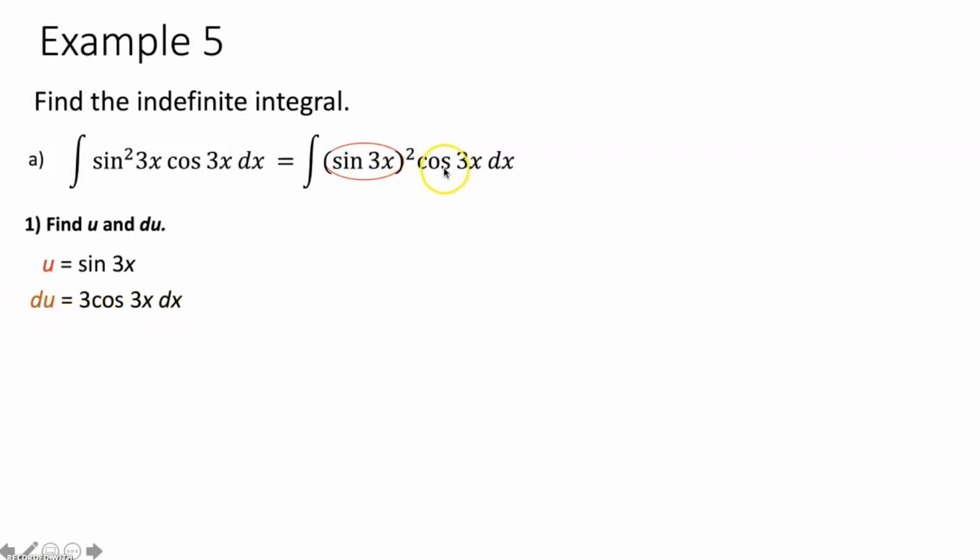Now I look at our integral and we have a cosine of 3x dx. The only issue is there's no 3. So what I do instead is I take that constant and divide it to the other side, giving me 1/3 du equal to cosine of 3x dx. Remember, I have to substitute in for exactly what's there.